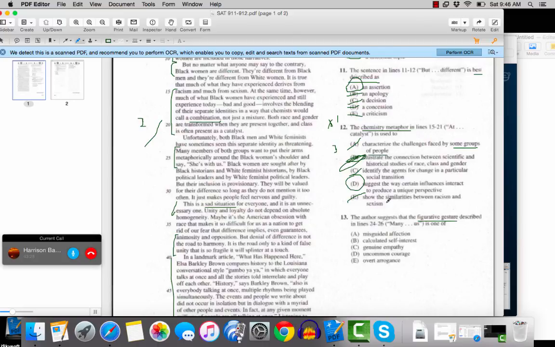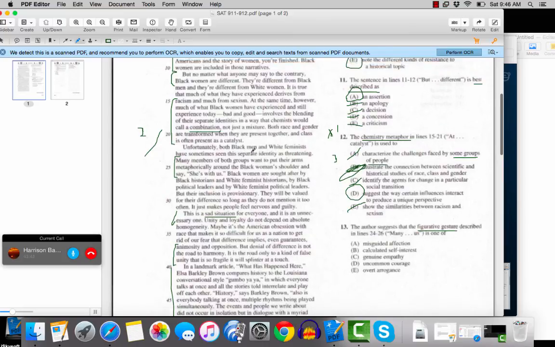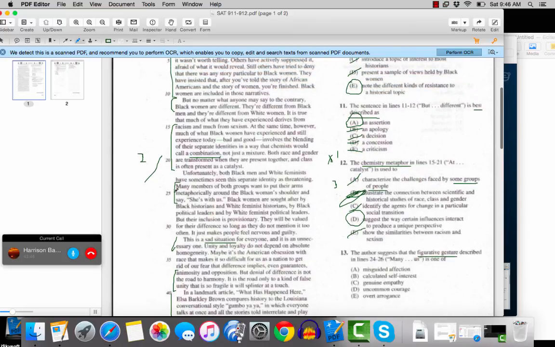So that's why it's important, and that's why I take students through a step of analyzing the question, because you could be looking for the wrong thing when you're reading the passage. So we're looking for something more like, how would we describe this gesture? Okay, back to the passage. How do we describe this gesture in lines 24 to 26?